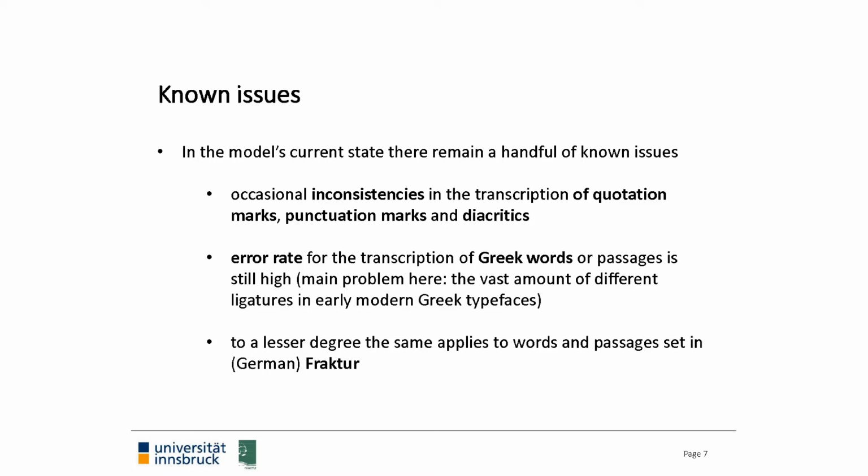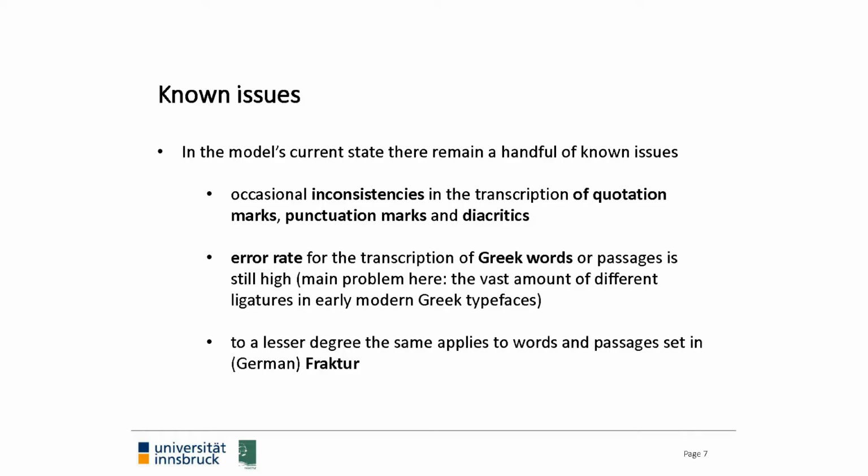There are at the moment a couple of known issues. There are occasional inconsistencies in the transcription of quotation marks, punctuation marks, and diacritics. The error rate for transcriptions of Greek words or passages is still high. The main problem there lies in the vast amount of different Greek typefaces that were used in the early modern times. To a lesser degree, also in passages and words which are set in German Fraktur, the error rate is not the best at the moment, but I'm working on it and I'm hoping that I can publish an updated version of our model in a couple of months.